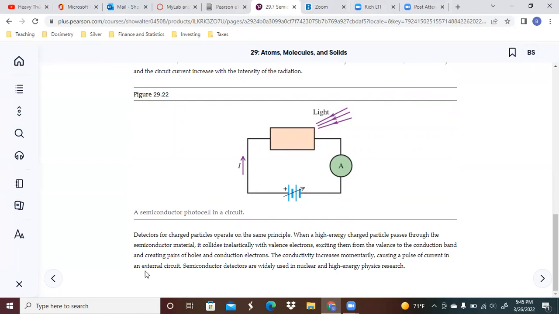When a high energy charged particle passes through a semiconductor material, it collides inelastically with valence electrons, exciting them from the valence to the conduction band and creating pairs of holes and conduction electrons. The conductivity increases momentarily, causing a pulse of current in an external circuit, and semiconductor detectors are widely used in nuclear and high energy physics research.